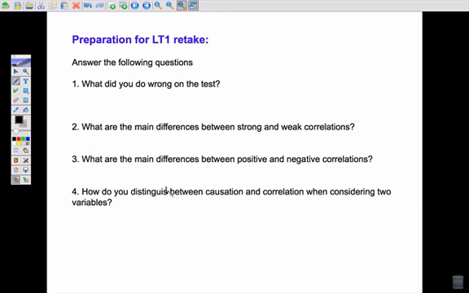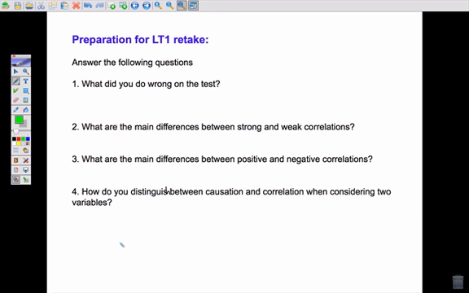How do you distinguish between causation and correlation when you're looking at 2 variables? And if you want to give an example there, or a couple examples there, that might help explain your answer. But have these done before you come and ask about taking a retake.